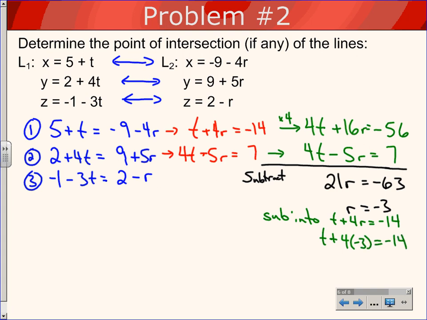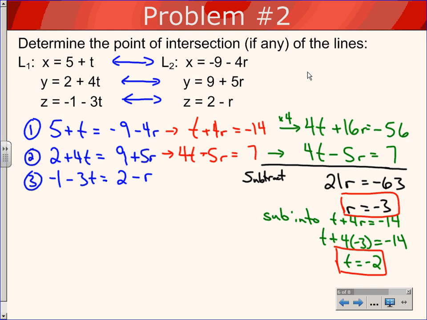What do we get there? Minus 12, so add 12, t is minus 2. So we've done well. We've managed to solve the system of equations that had equation 1 and equation 2 in it. So basically what that's telling you then is we found r and t.